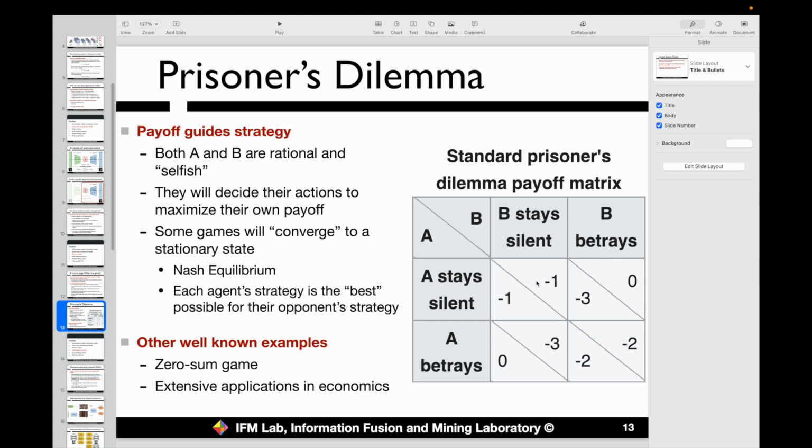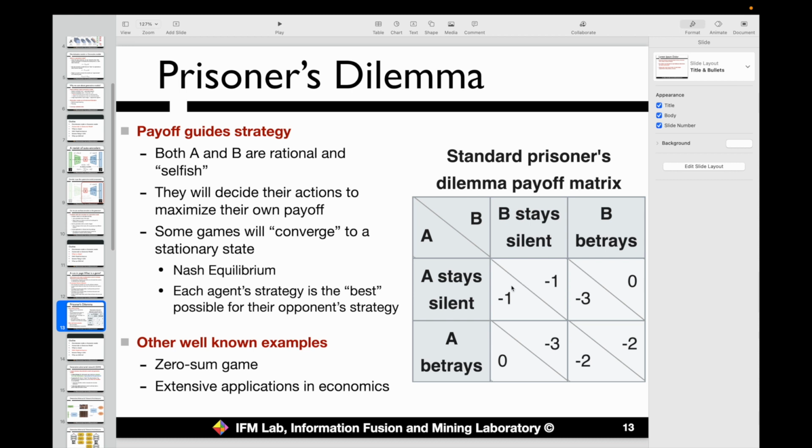Now we can pick this one, the first entry, right? -1, -1. So in this case, for this entry, the action performed by both A and B is that they are both staying silent, right? However, for this entry, let's assume A thinks about it. Then let's take a look at A's perspective and his action.